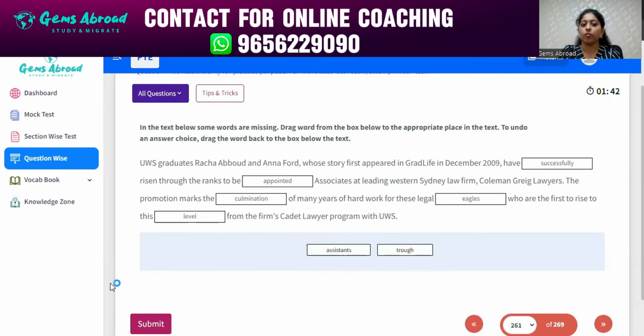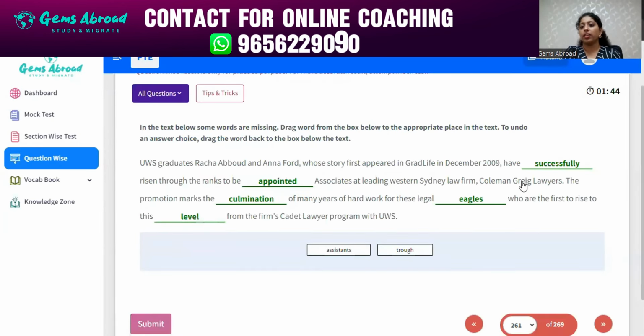So then summit. Okay, getting their rank is the success it refers to. Then they are appointed, which marks the culmination of the achievement and level progress. And legal eagles here are the first to rise to this level.